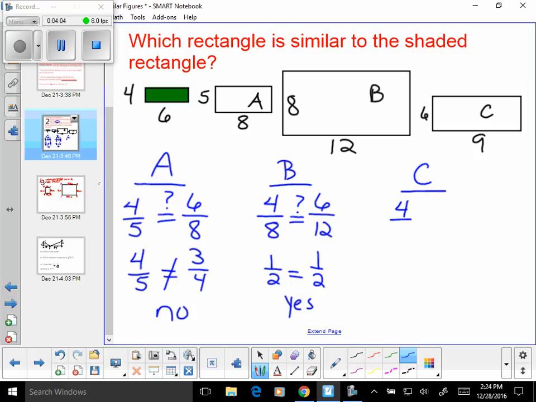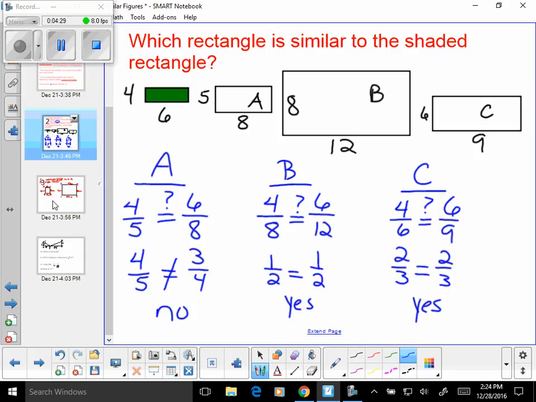All right, 4 corresponds to 6. Is that going to be the same proportion as 6 corresponding to 9? Well, 4 over 6 reduces to 2/3. And 6 over 9 also reduces to 2/3. So yes, those two rectangles are in fact proportional. And of course, we know that in rectangles all the angles are 90 degrees, so our angles are going to be congruent as well.